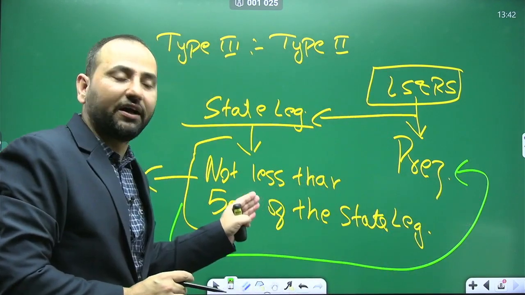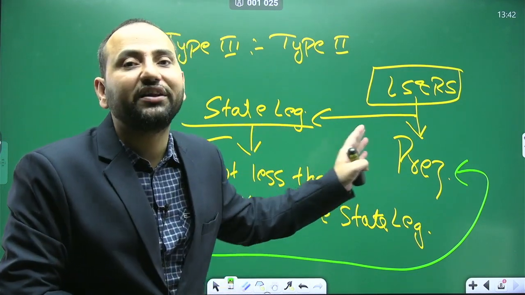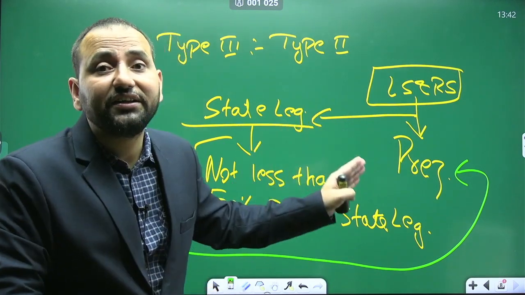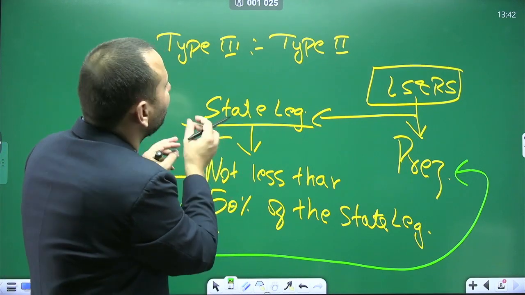And the president needs to give the assent, because in the case of constitutional amendment, there is no veto power in the hands of the president. So the president needs to give assent, and when the president gives the assent, then the constitutional amendment comes into existence. So this is the concept of type 3.